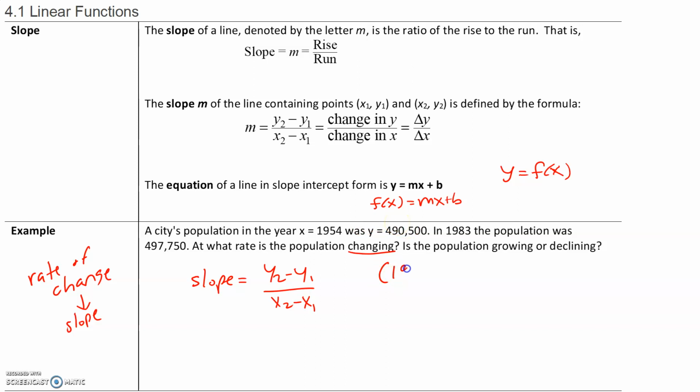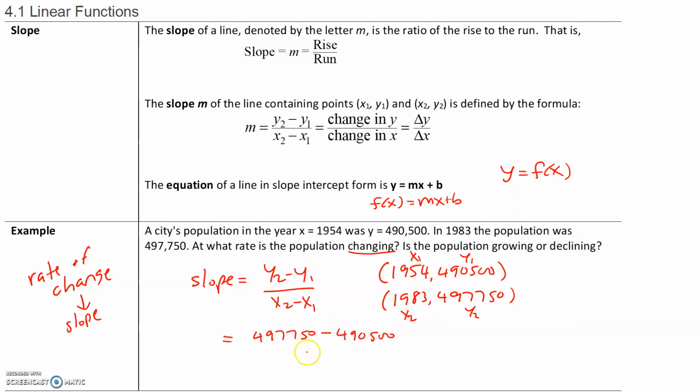So our first point is 1954, comma 490,500, and our second point is 1983, comma 497,750. So this is your x1, y1. This is your x2, y2. Now let's simply plug this in. So we have our y2, which is 497,750, minus our y1, which is 490,500, divided by our x2, which is 1983, minus x1, which is 1954.